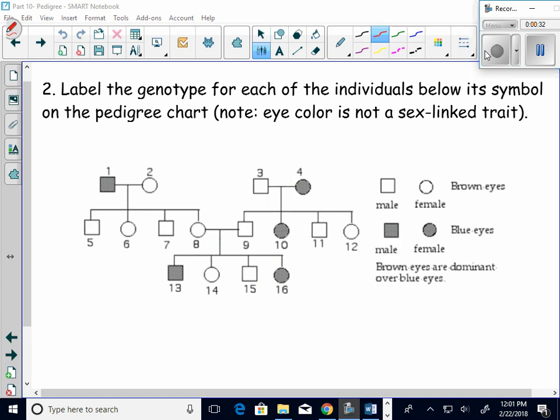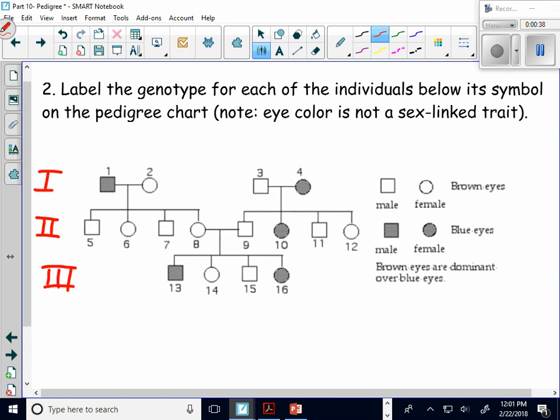Sometimes we'll see these where we'll have something like Roman numeral 1, 2, and 3 over the sides like this. What that means is just the Roman numeral 1 would be the first generation, number 2 would be the second, and Roman numeral 3 would be the third generation.